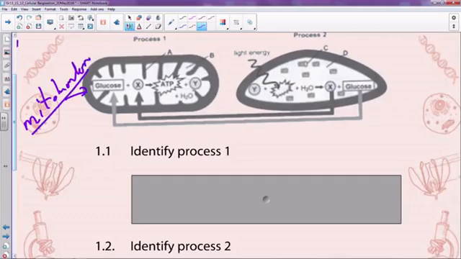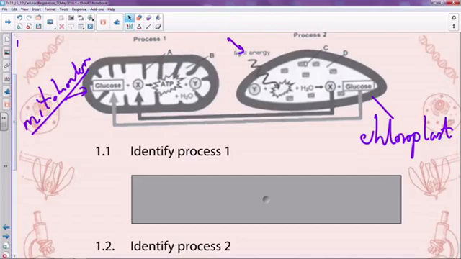Okay, and here we have this oval structure which we know as the chloroplast. And we can see clearly what is occurring here. We're seeing light energy being utilized by this organelle, something occurring and producing glucose. So that should have helped you to identify the parts, the organelles.